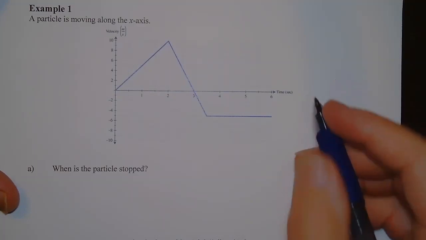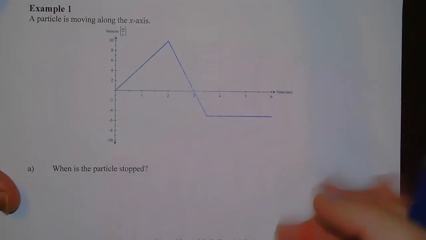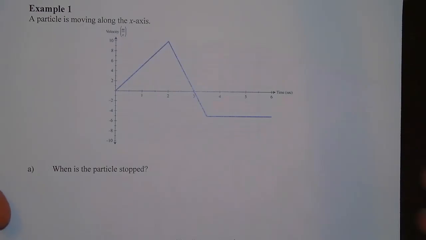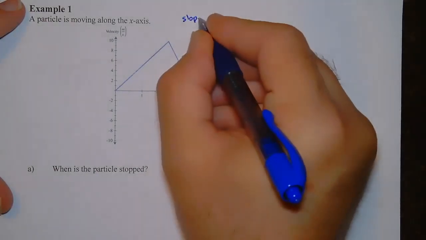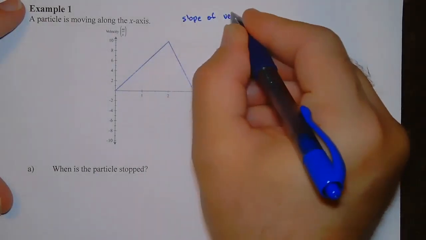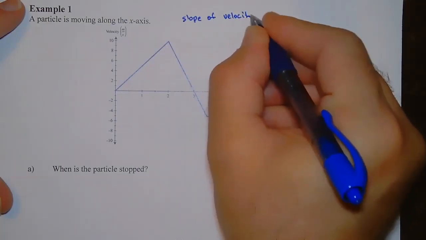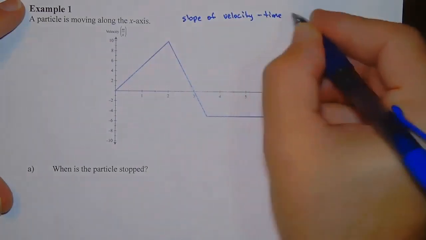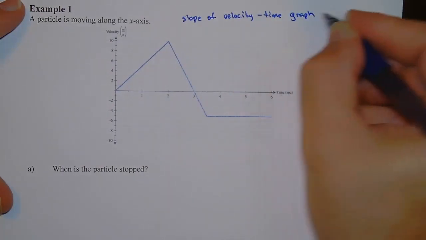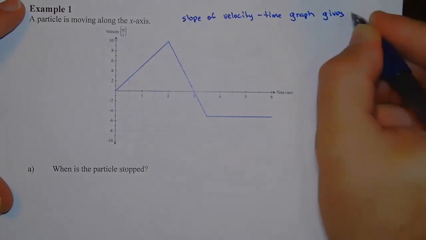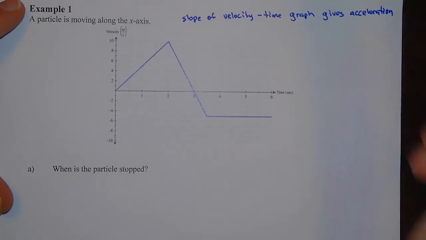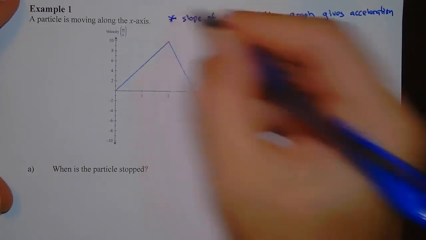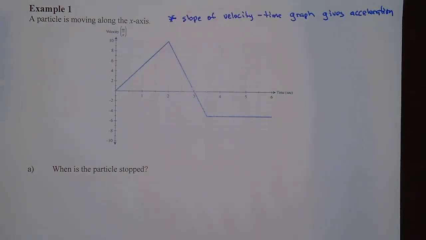So once again, I'm going to say this, okay? So this is the velocity graph, all right? And slope is a big deal on this, okay? So the slope of the velocity-time graph gives acceleration. That is the big idea today, okay? That if you find the slope of a velocity graph, that gives you acceleration.